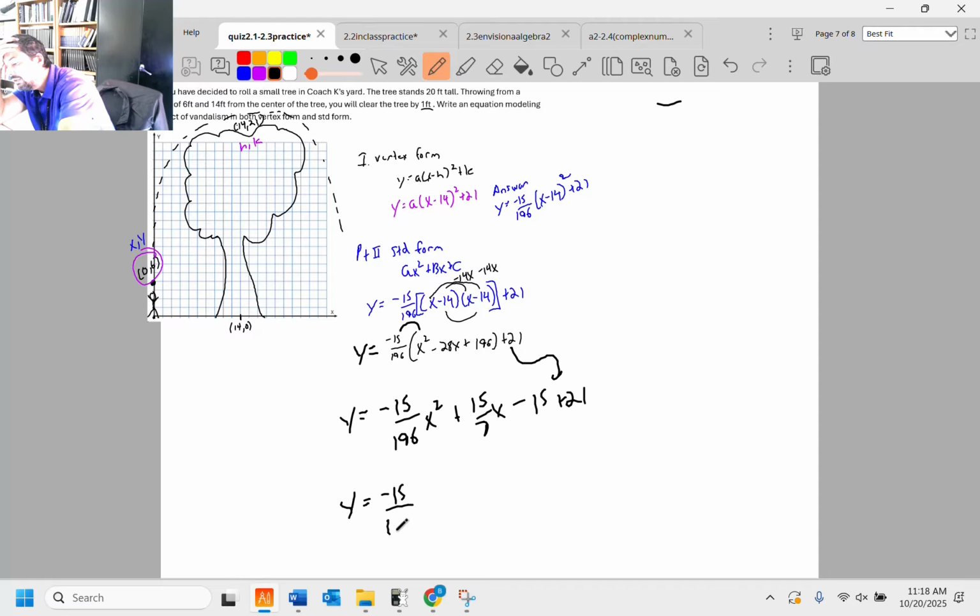Negative 15 196th x squared plus 15 sevenths of x. And then negative 15 and 21 adds to what, 6? Which makes sense because that was the y-intercept. So I'm not surprised there. And I think there's one more.